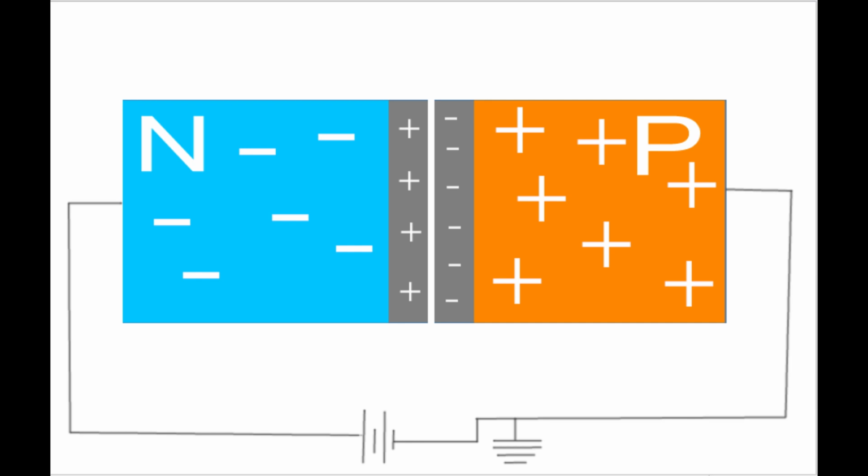But when we supply a voltage of greater than 0.7 volt, they begin to fight with each other, breaking the barrier, and this happens. The electrons from the N region rush towards the P region, and the positive charges present in the P region rush towards the N region as the depletion region shrinks in size.